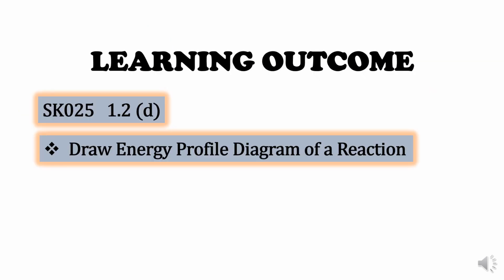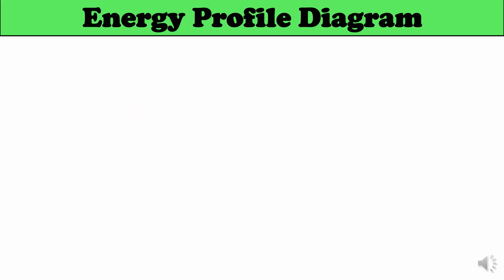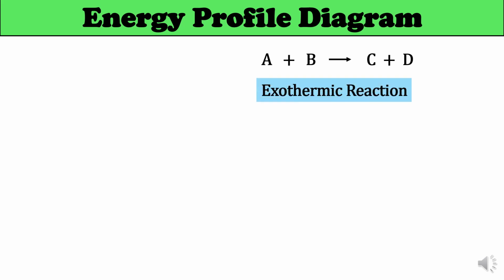The last objective is draw energy profile diagram of a reaction. There are two types of energy profile diagram. The first one for exothermic reaction and the second one for endothermic reaction. Let's consider the general equation given. A reacts with B, produces C and D. Let's say this reaction is exothermic reaction. So how to draw energy profile diagram for exothermic reaction?